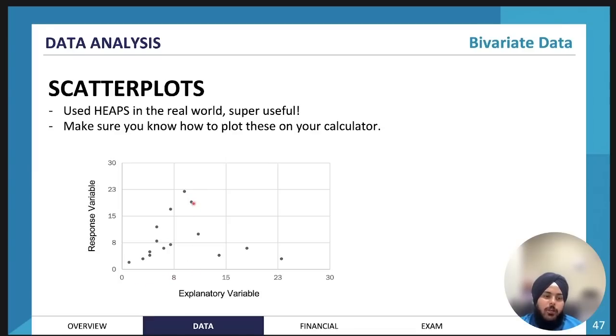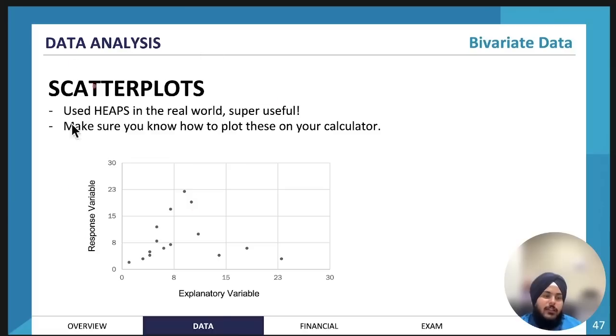So if we were to interpret a particular data point, let's just say this one, we would look down and see what the x variable is. We have an explanatory variable value of around 10. And then we can look at the y variable. That would be approximately 20 or 21. Yeah, probably 20. So if we were to write the x and y table, the x would be 10 and the y would be 20.